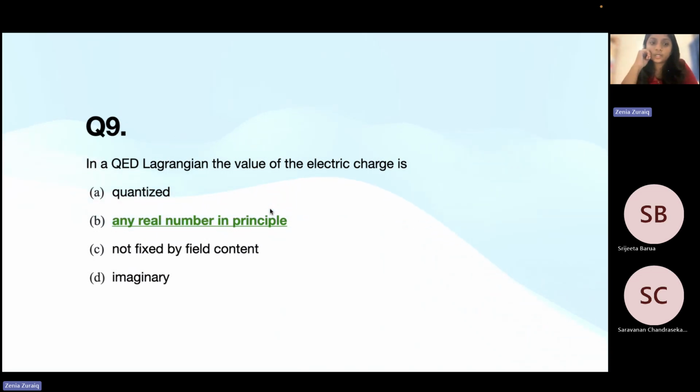That can be different, right? So it can be any real number in principle. The discretization of charge is not baked into QED. So in principle, it could be anything. But of course, we know that charge comes in discrete packets. Okay.